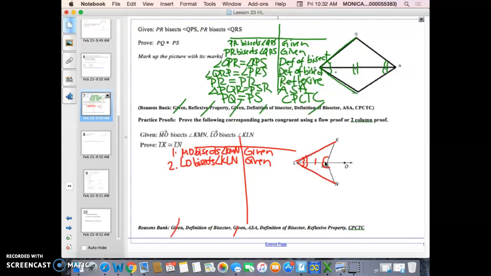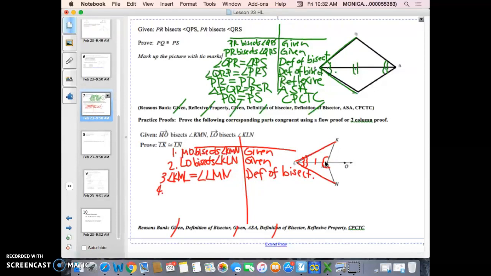Now I need to prove the two tick marks that I made on these angles and these two on these angles. So I can say that angle KML is equal to angle LMN, and that's going to be my definition of bisector. Remember, if you cut something in half, the two sides are going to be equal.